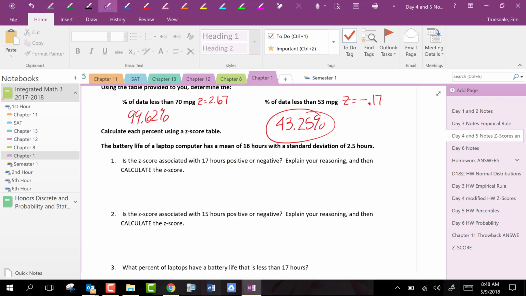The battery life of a laptop computer has a mean of 16 hours, so there's your mu, and a standard deviation of 2.5 hours, so there's your sigma. Is the z-score associated with 17 hours going to be positive or negative? Positive, good. Why is it positive? Because it's above the mean. Larger, it is larger than the mean.